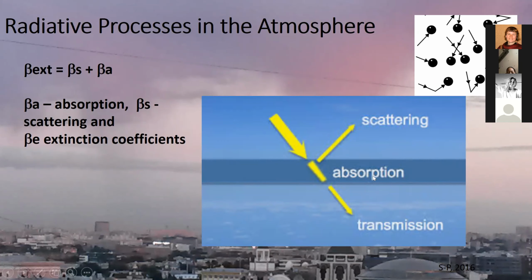in the atmosphere. And for the description, for the metric of these processes, we can use the volume absorption, scattering, and extinction coefficients, for which here is the very simple equation, which we can describe the total extinction coefficient as a sum of the scattering and absorption coefficient for a given wavelength.